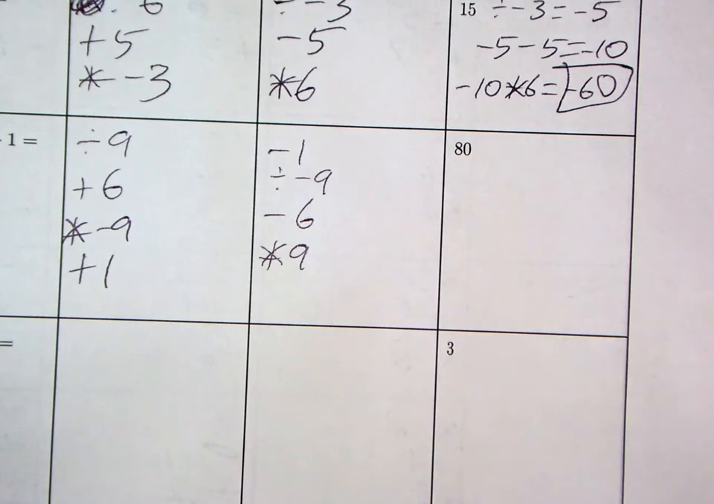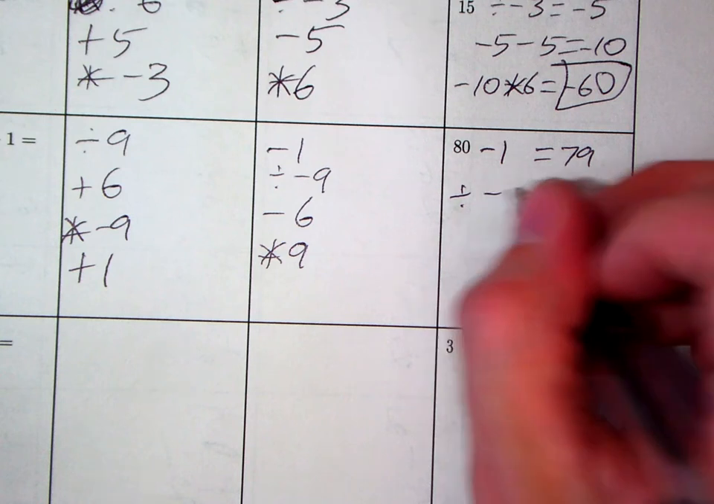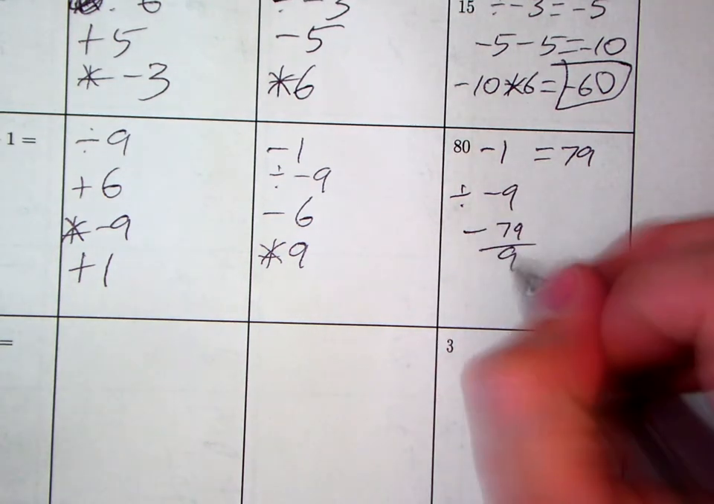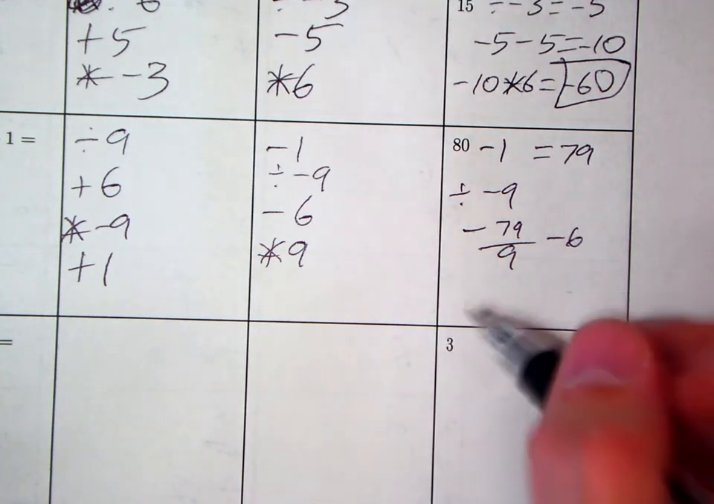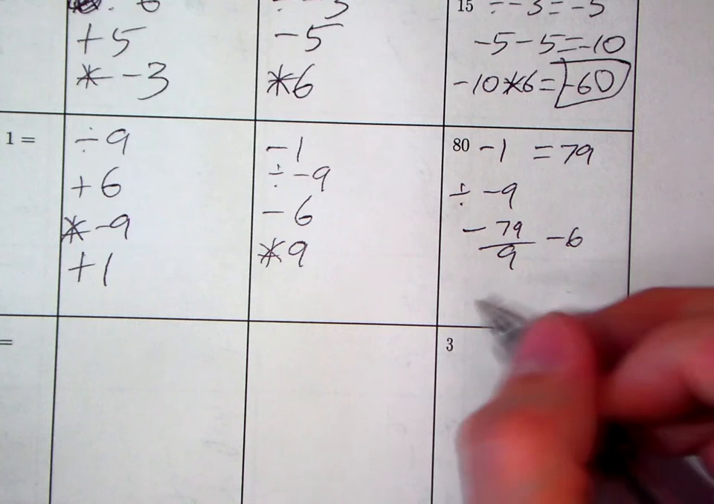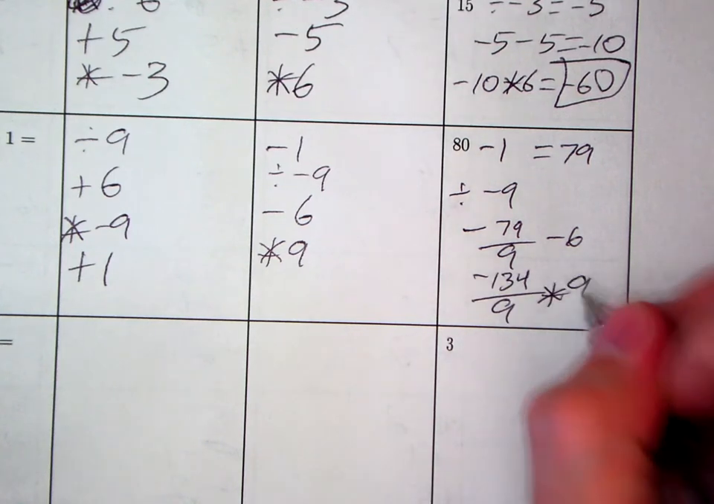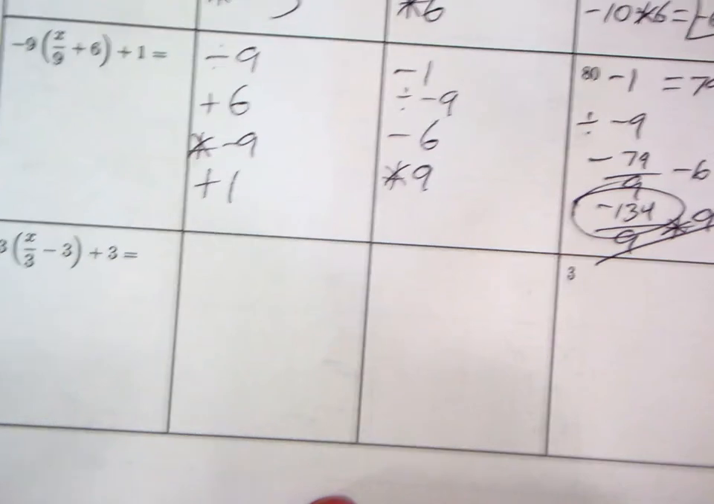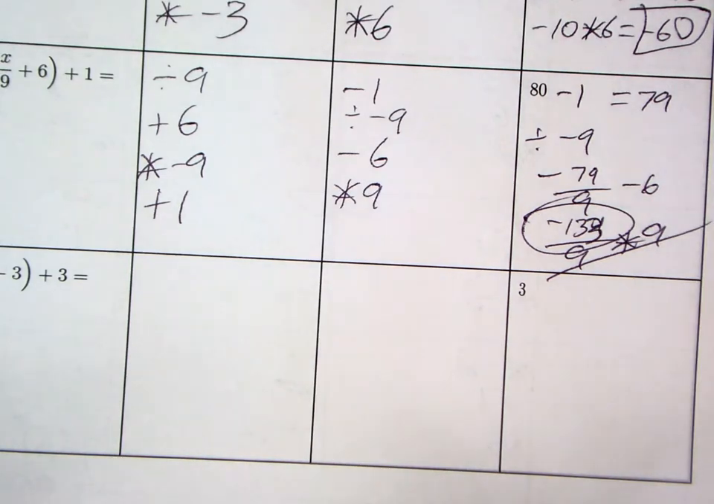We start with something like 80, we subtract 1, we get 79. We divide this by a negative 9, and we're going to get a fraction already, so negative 79 over 9. We subtract 6, and it's kind of like subtracting 54 from this fraction, but we're already negative, so we're adding 54. Negative 134 over 9, and we multiply this by 9, cancels out, and negative 134 is the answer. Or negative 133, I think.